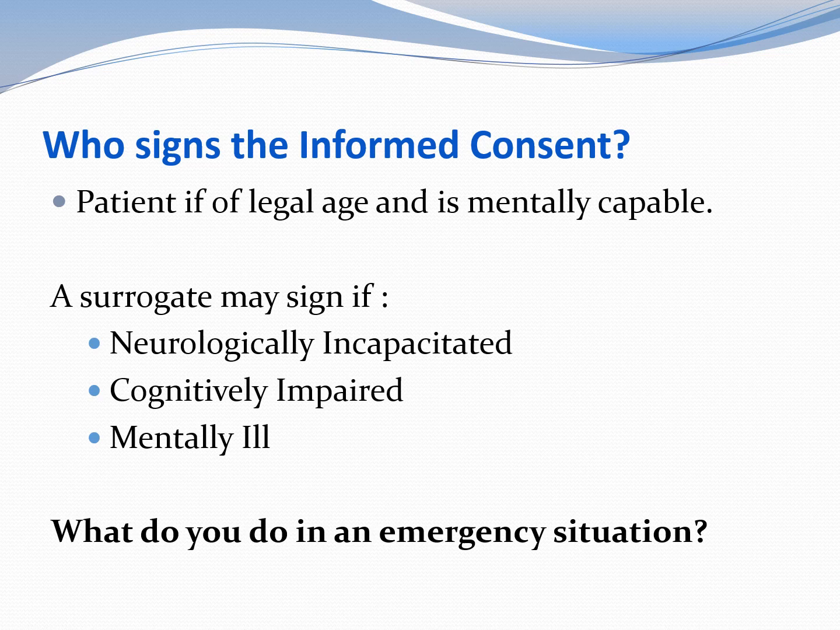An emancipated minor may sign their own consent, and this is someone who is married or independently earning his or her own living under the age of 18. What do you do in an emergency situation? Well, it may be necessary for the surgeon to operate as a life-saving measure without the patient's informed consent. In these cases, every effort is made to contact the family.